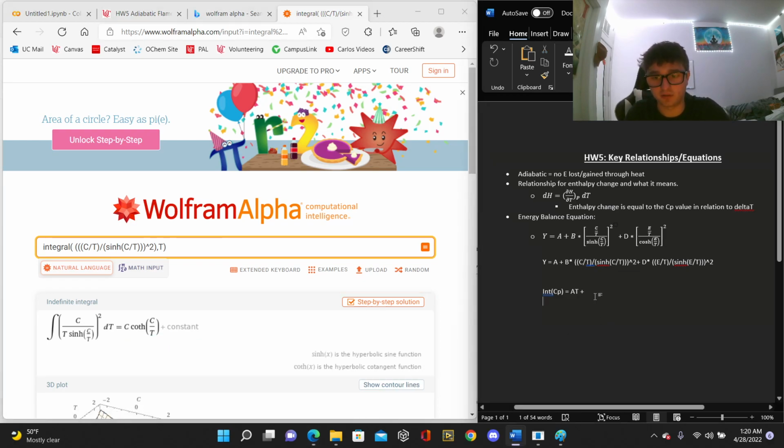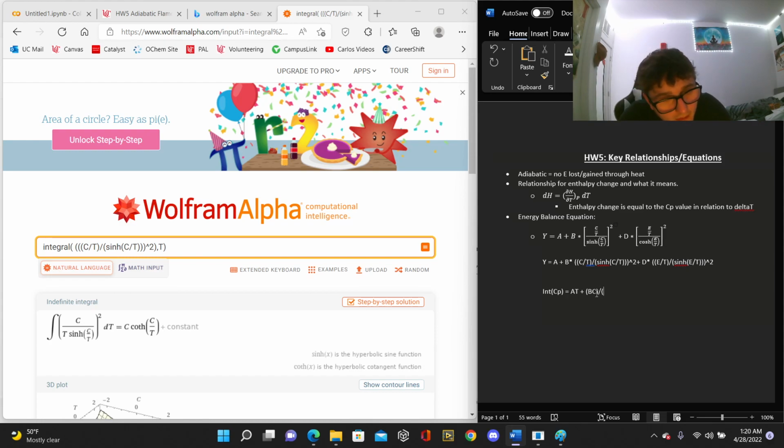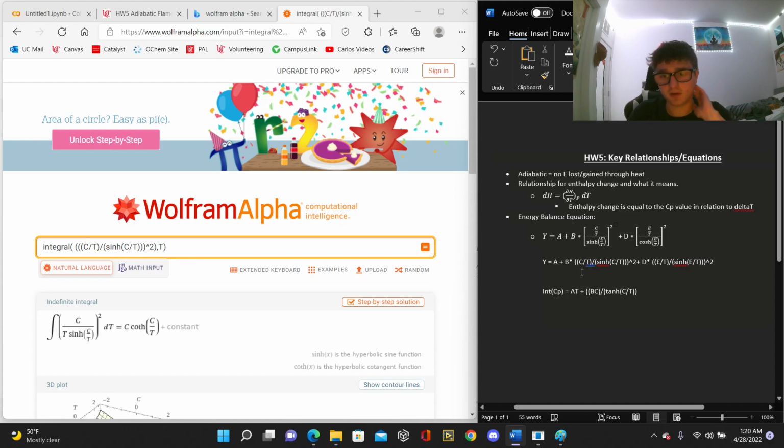So when we integrate this function right here, what we're going to get is a hyperbolic function, and we have to multiply by b, so it's going to be BC divided by hyperbolic tangent, since this will be easier, C divided by T. I believe that should be good. All right, so that's our first expression, what we're going to get from these parts so far.